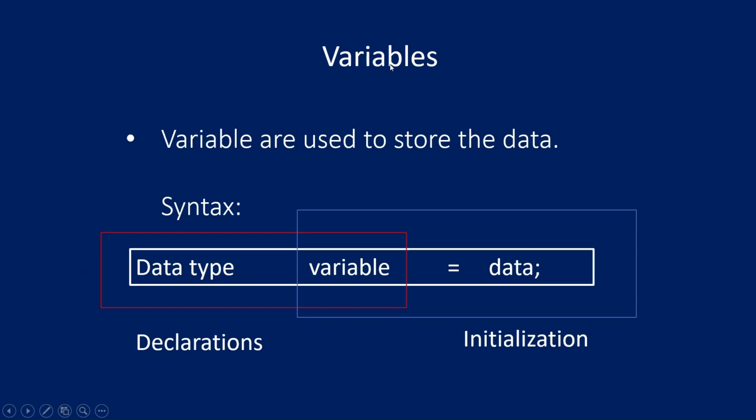Variables in Java are used to store data. The syntax of a variable is data type, variable, and data. The data type and variable together are called a declaration, and data type, variable, and data together are called an initialization. Sometimes you write just the data type and variable name and end with a semicolon. In that condition, that is called a declaration. And if you also write the data, it is called an initialization as well.